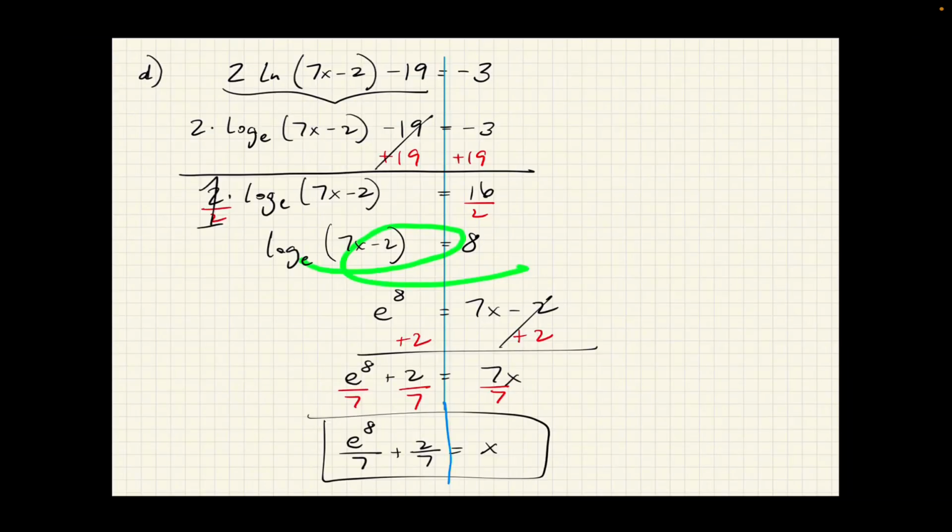All right, so first thing, change ln so that it has a natural log of e. After you do that, add 19 to both sides, divide by positive 2. Change from a log to an exponent, solve for x. E to the 8th divided by 7 plus 2 sevenths. Can't reduce any of the fractions. I'm done.